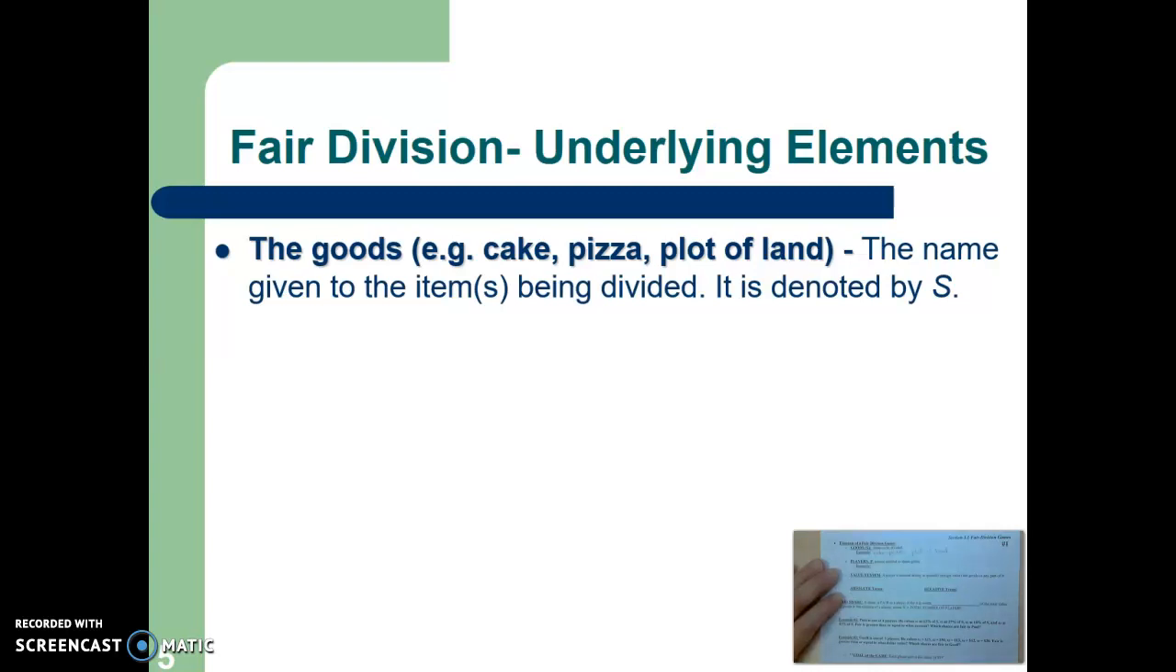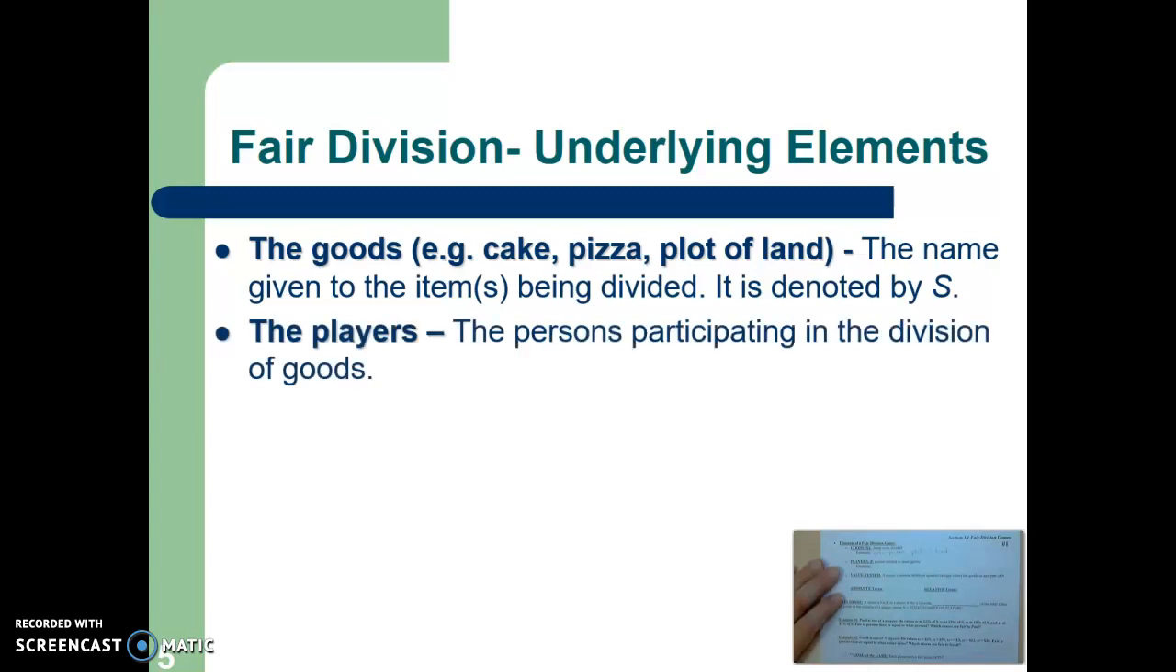The next thing is the players. The players are just the persons participating in what is being divided. So, you and your friend sharing a piece of cake, or you and your friends, plural, sharing a pizza together. So it's just the people that are participating in what is being divided.